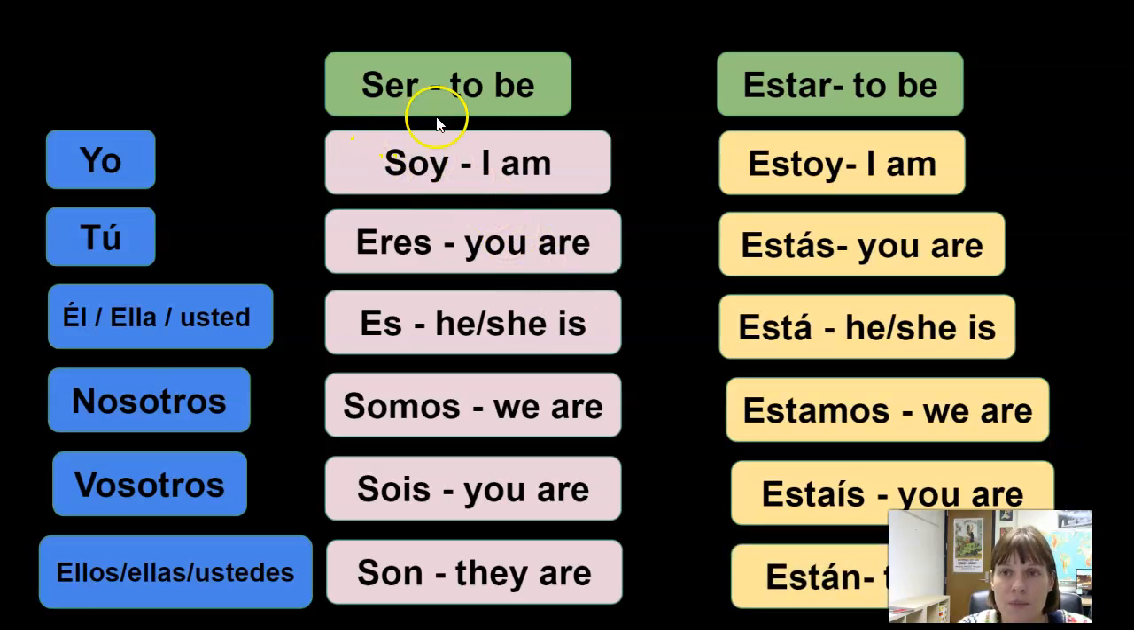So again, they both mean to be. Ser is completely irregular. Estar is irregular in the yo form and then conjugated like a regular AR verb. No olvide el acento. Don't forget the accent. Remember, accent marks are part of the spelling. And if you forget the accent mark, for example, on está, it becomes esta, which means this. So está and esta are two different things. I know it's really hard to hear the difference in that.